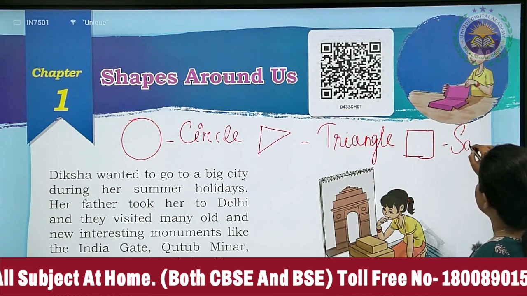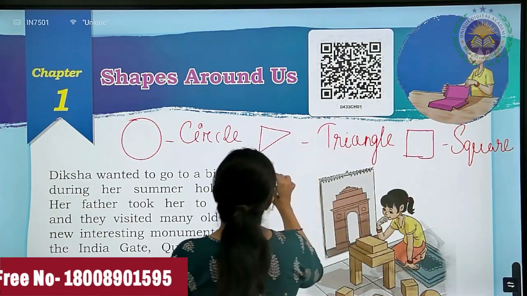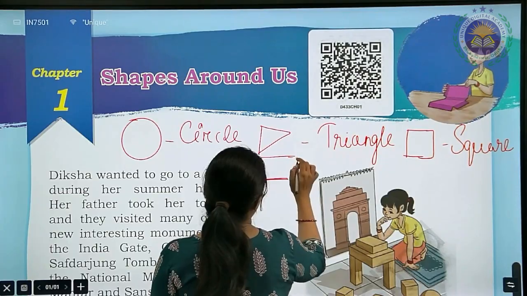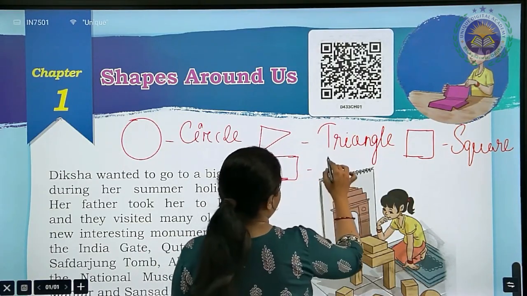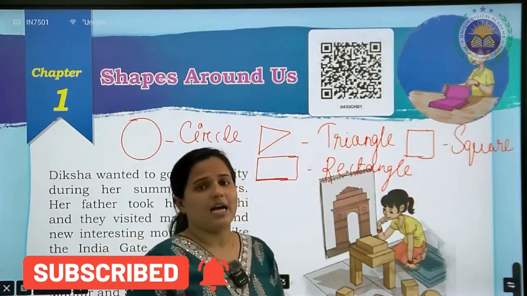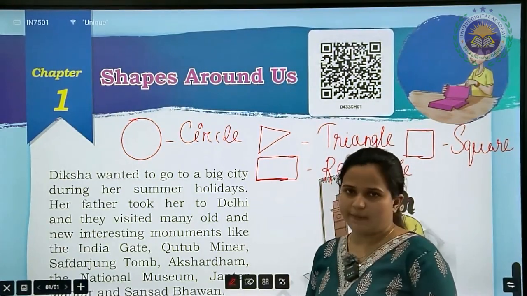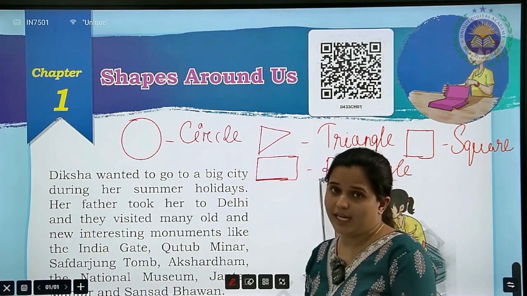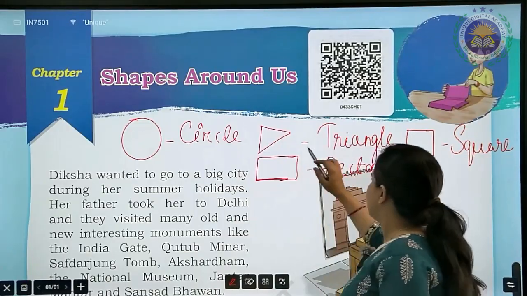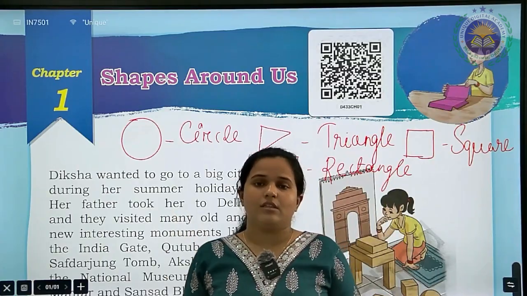They are square, all four sides the same. And sometimes our pencil box looks like a rectangle. So these are the basic shapes of geometrical things. Geometrically, these are the mathematical shapes. This is a circle, which has no corners and no straight lines, but this is a triangle.